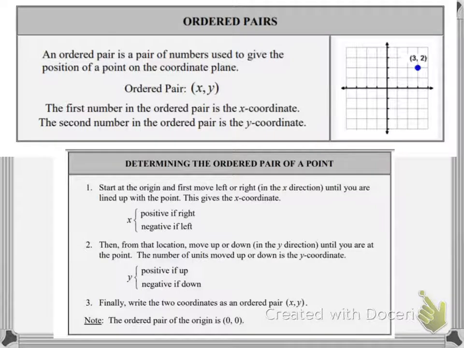This information is snapshots from the textbook. Again, as you can see, an ordered pair is given to us in the form (x, y). If we are moving to the right of the origin, x is considered to be positive. If we are moving to the left of the origin, x is considered to be negative. If y is above the origin, it's positive, and if y is below the origin, it is considered to be negative.